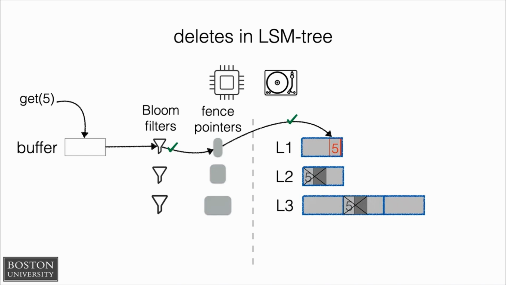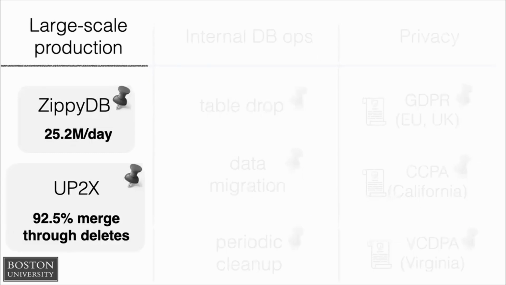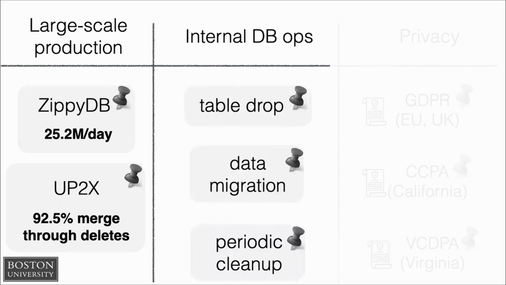Now, are deletes frequent? Are deletes a problem? In fact, yes. This is from production. There are millions of deletes per day in large-scale production systems. ZPDB is an internal system in Facebook, and UP2X is also doing this, where 92% of the merges happen because of deletes. But it's not only because of the workloads, it also comes from internal operations. Every time we use an LSM-tree as our storage engine, and the application does something like a table drop, data migration, or even periodic cleanup, this translates into deletions, either point deletes that we saw here or range deletes that are slightly more complex.